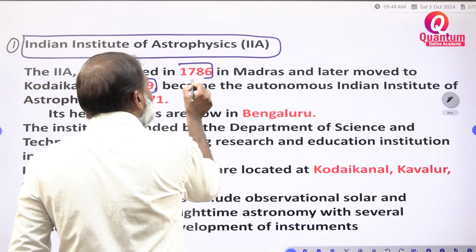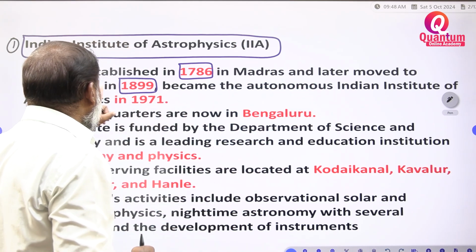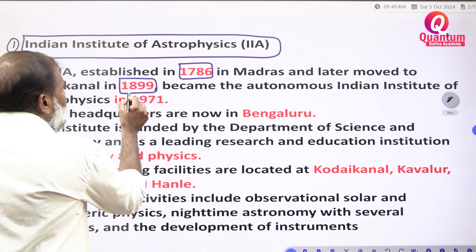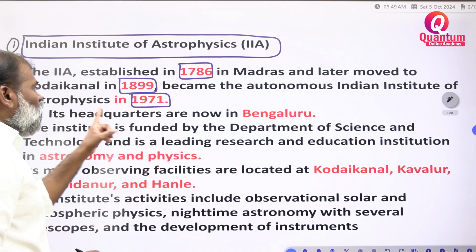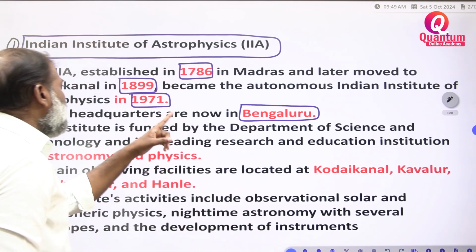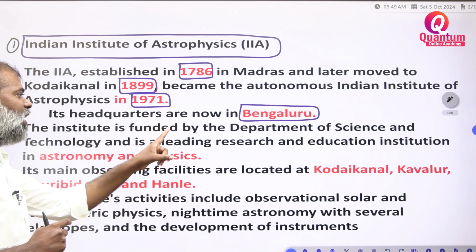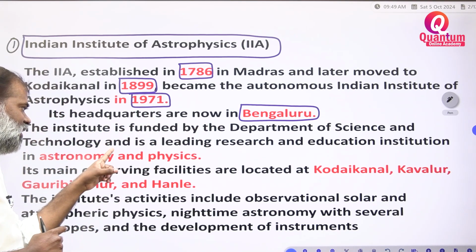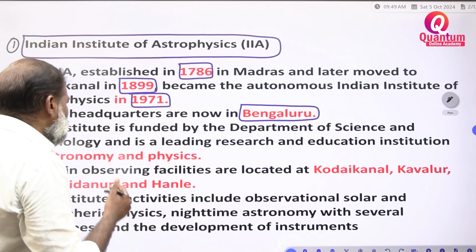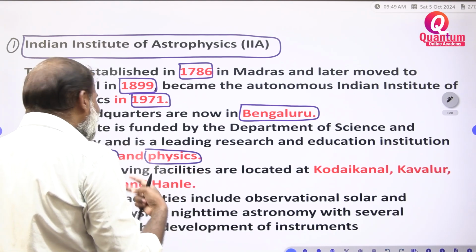It was established in 1786 in Madras, later moved to Kodaikanal in 1899, and became the autonomous Indian Institute of Astrophysics in 1971. Its headquarters are in Bangalore. The institute is funded by the Department of Science and Technology, DST, and is a leading research and educational institute in astronomy and astrophysics.